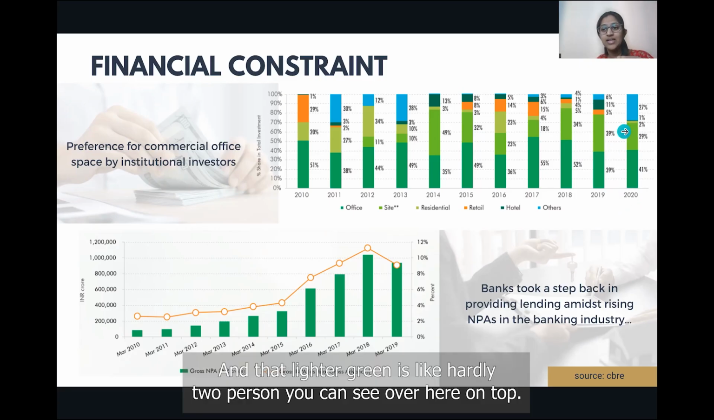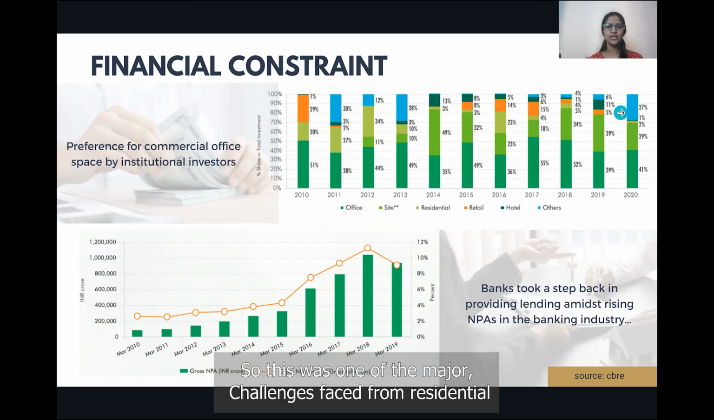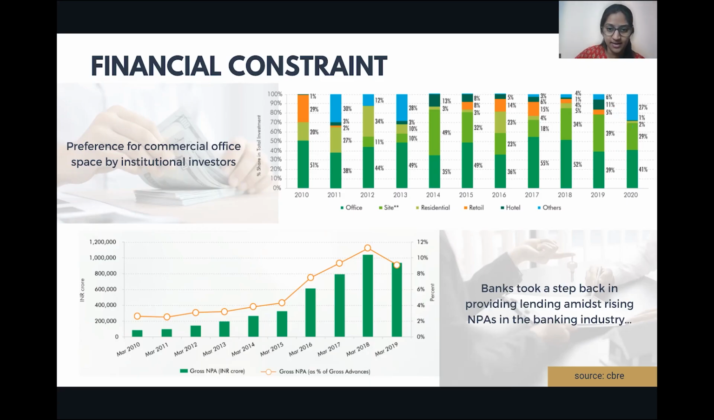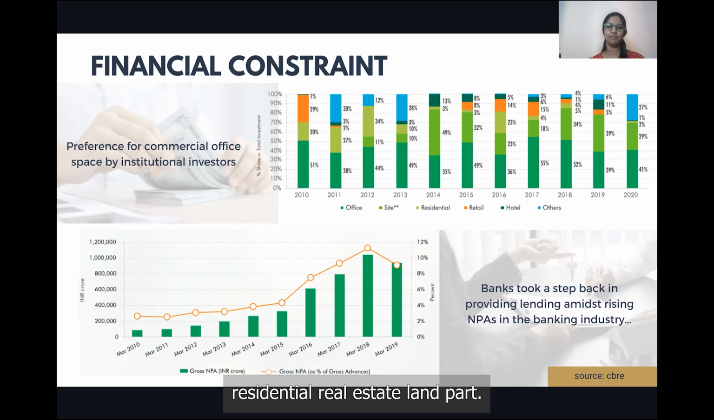And that lighter green is hardly 2%, like you can see over here on top. This is for the site investments, and this is for the residential. So this was one of the major challenges faced by the residential real estate sector in India. There were not many investors who were ready to invest in the residential real estate land part. So that was one of the major constraints.